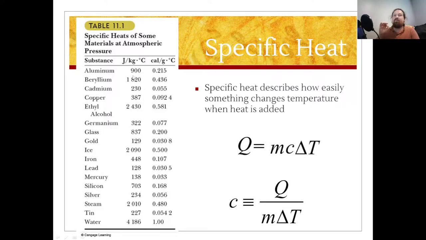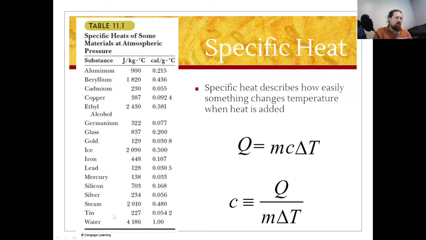Now, specific heat is a measurement of how much thermal energy is required to change an object's temperature. Looking at this particular list, I want to focus on the smaller numbers first. Let's look at cadmium, copper, germanium, gold, iron, lead, mercury, silver, and tin. All the materials that I just listed are various metals. And metals heat up fast.